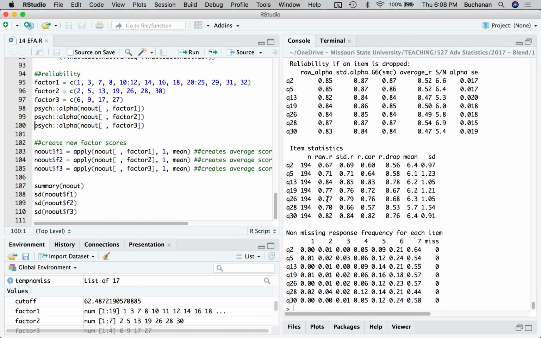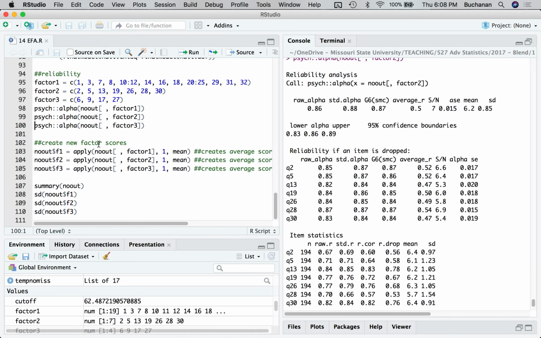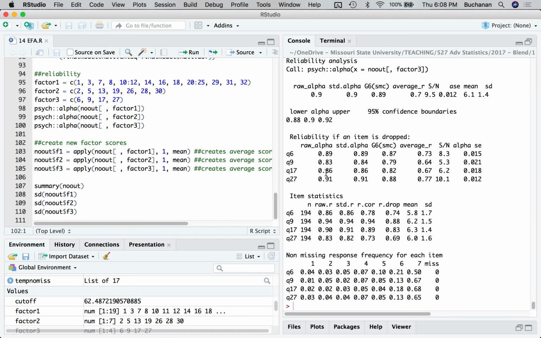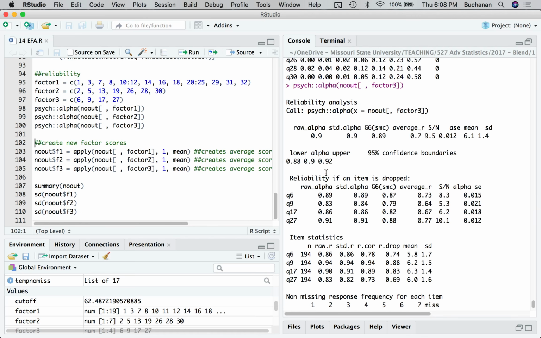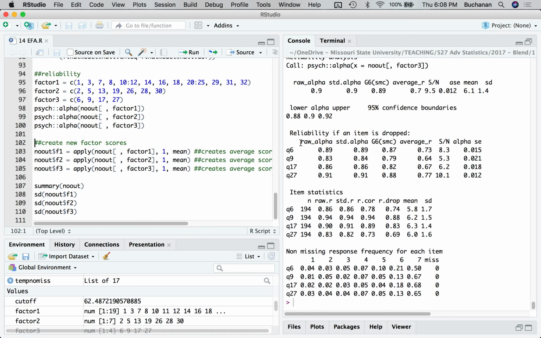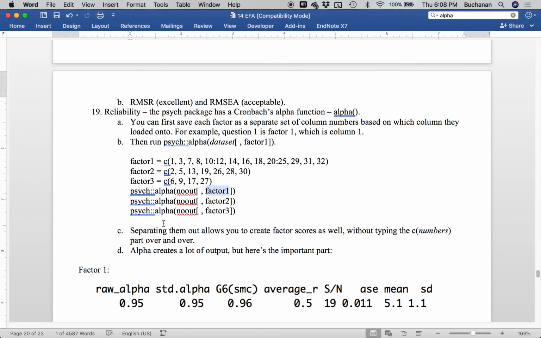For factor 2, our alpha is 0.86, also good. For factor 3, our alpha is 0.9, which is a little surprising because small scales with small numbers of items, sometimes it's hard. So that's also good. So all 3 of our factors have great reliability. And they tend to have pretty good reliability when their correlations are pretty high. In addition, if they are loading strongly on their factor.